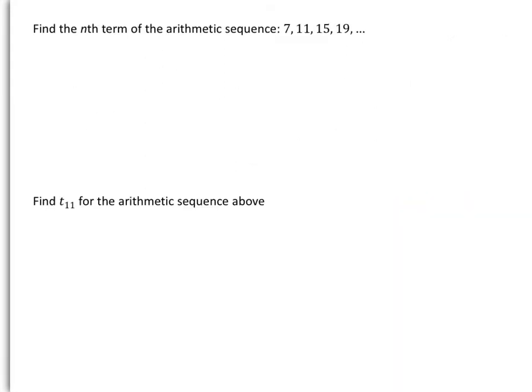On this problem, we're looking for the nth term, so we're going to need a formula. Let's first start looking at the common difference. From 7 to 11, we have a difference of 4, and 11 to 15, and 15 to 19. So we know that D is equal to 4. So when we are looking for the nth term, we start with the first term, which is 7, and then we add n minus 1 times our difference.